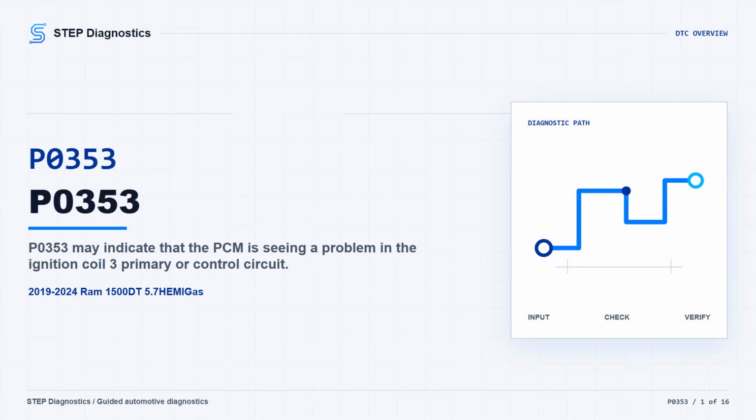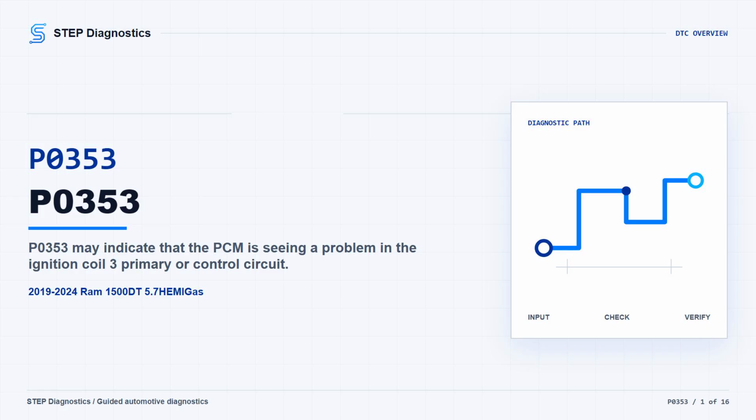On this Ram 1500 with the 5.7 gas engine, P0353 points us toward the ignition coil 3 primary, or control, circuit. In plain terms, the PCM may not be seeing the expected current on the coil 3 signal side. The truck may turn the MIL on, and depending on how the fault shows up, it can run rough, misfire, or have an intermittent ignition problem.